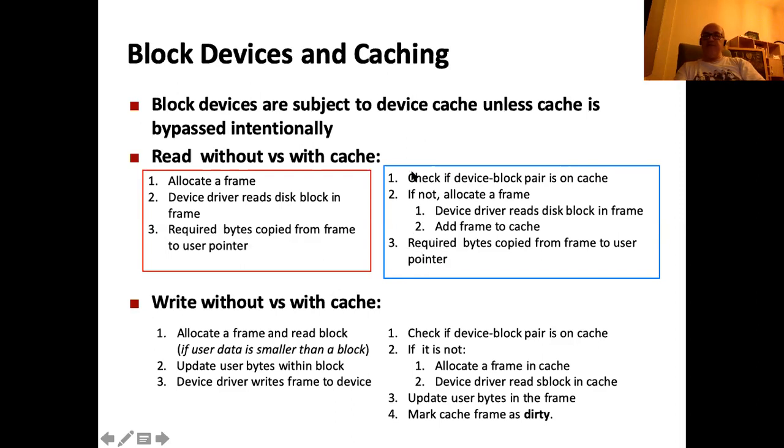In the next cycle, if someone else is reading the same buffer with the correct permissions, of course, it will hit into this first line. If it is on cache, it will go directly jump into three and copy the bytes. That's why you are going to observe in system, your first read will be too slow compared to your second one, because data is coming from the buffer cache. You can test this actually.